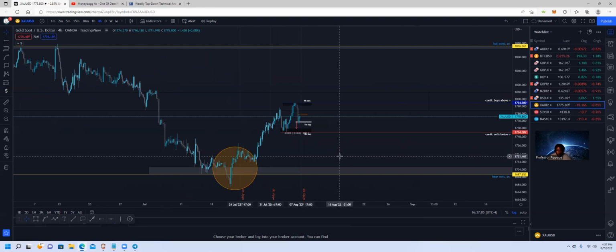Yeah, I don't really correlate the USD with gold, but usually you will see an inverse correlation, gold pushing up, USD pushing down. But for the most part, that's all I got for this one.